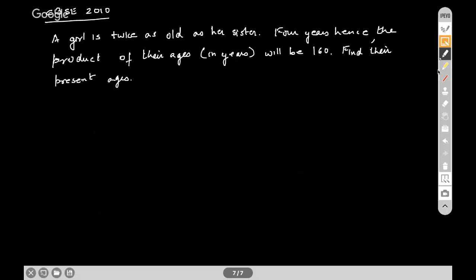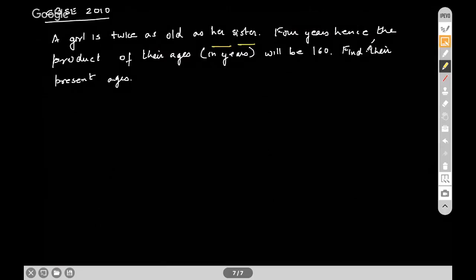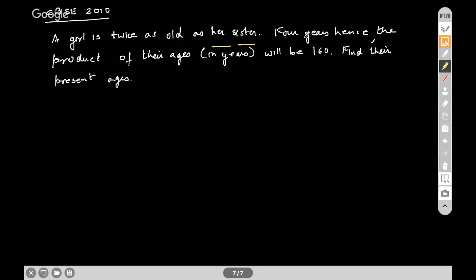You have to be careful about the years hence. Many of you augment the age of one, but you forget to add to the age of the other. This is a common mistake which we have observed. So what is the question? Find their present ages.